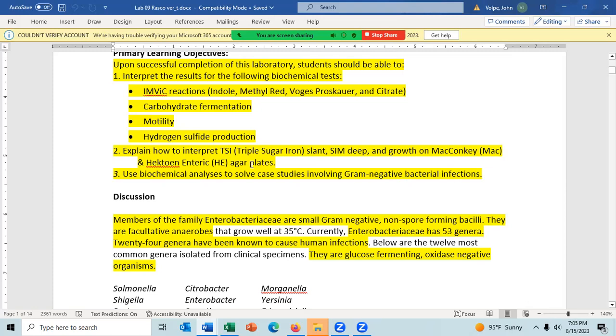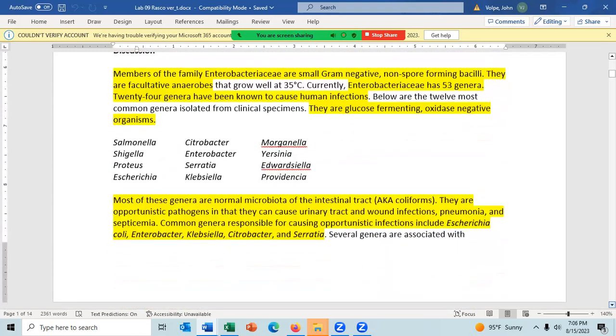All of these tests are running more than one test at a time. I think all of these are actually running 3 tests at one time. Maybe MAC is only doing 2, but SIM is definitely doing 3. Triple sugar iron is definitely doing 3 or more, and HE is definitely doing 3. And then three, be able to use biochemical analysis to solve case studies involving gram-negative bacterial infections. Any question about any of that?